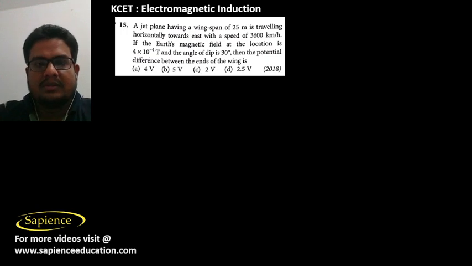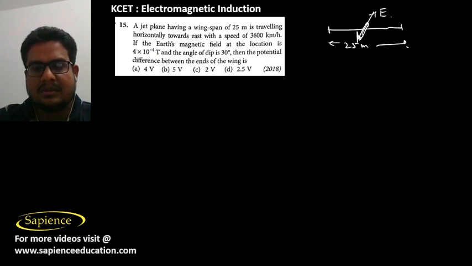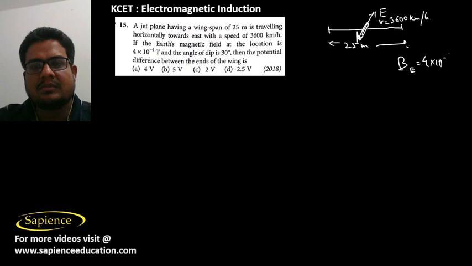So, in question number 15, it is told a jet plane is having a wingspan of 25 meters, traveling horizontally towards the east with a speed v of 3600 kilometer per hour. The Earth's magnetic field at this location is 4 into 10 power minus 4 tesla, and the angle of dip, theta, also called inclination, is 30 degrees.